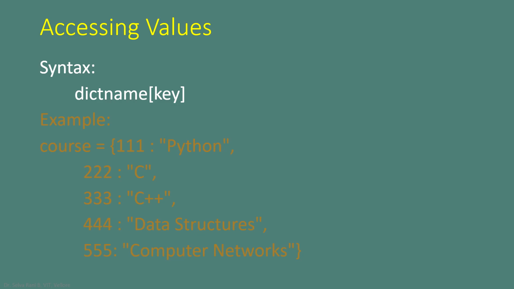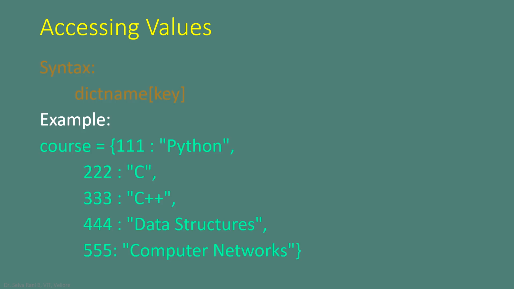The syntax for accessing any value is the name of the dictionary, and inside square brackets we have to provide the correct key. For example, let us consider the dictionary course, in which we have 5 elements. 111, 222, 333, 444, 555 are the keys. Python, C, C++, data structures and computer networks are the values.